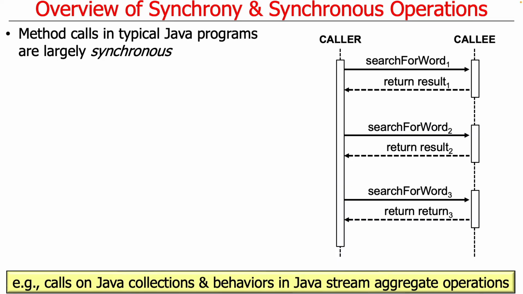So first, what does it mean to be synchronous? Well, most method calls in typical Java programs historically have been largely synchronous. For example, if you have a hash map or an array list, and you do something like a get or an add or a remove or a contains, that blocks the caller while the computation takes place, and then you get a result back. Similar things happen in Java streams with aggregate operations.